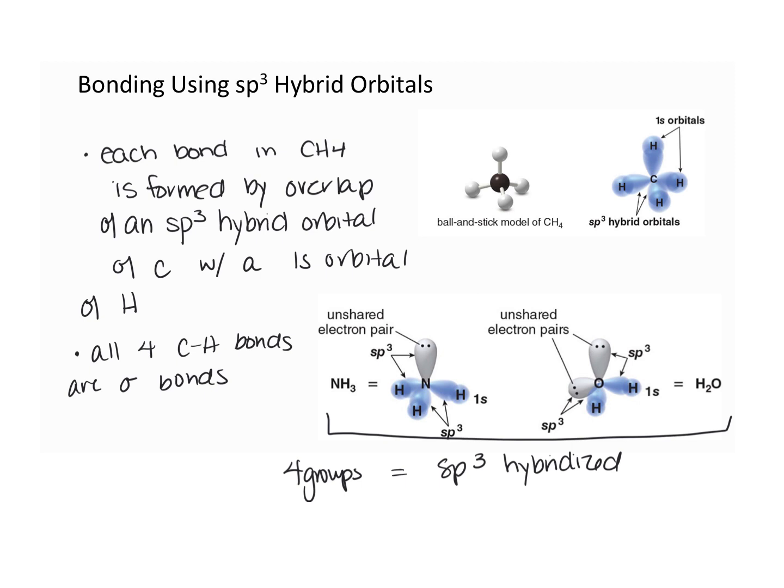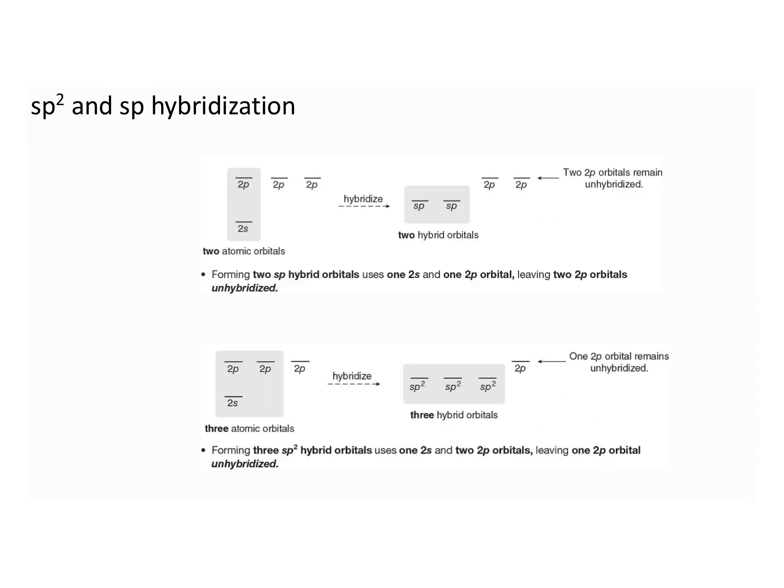Now, maybe the burning question in your heart is, Dr. Pierce, great, four groups, sp3 hybridized, but what if you only have three groups or two groups? I'm so glad that you asked that. If there's a little skip there, I got real excited. If it breaks up a little bit, just ignore that.